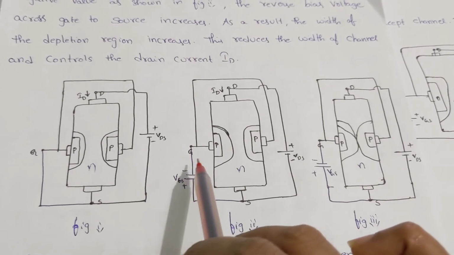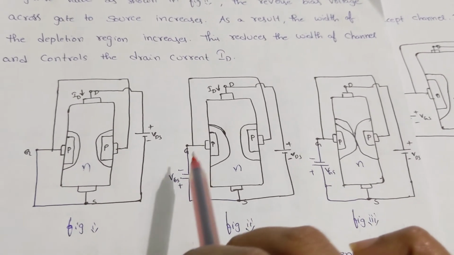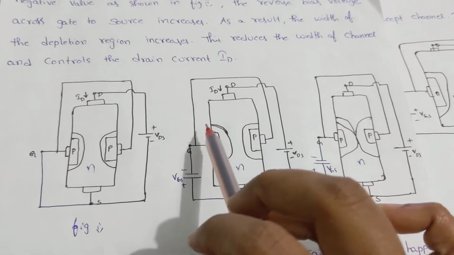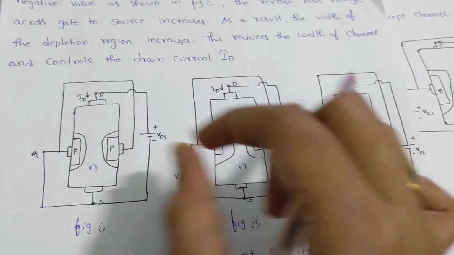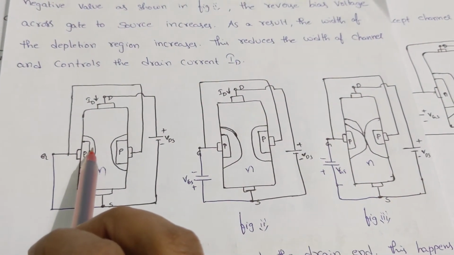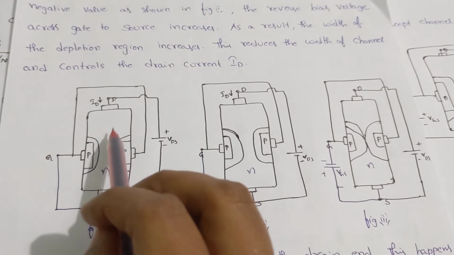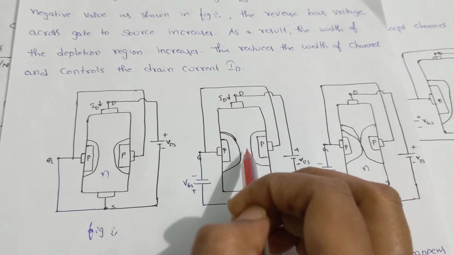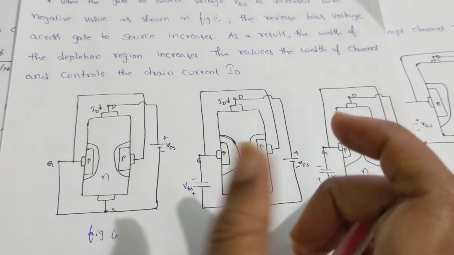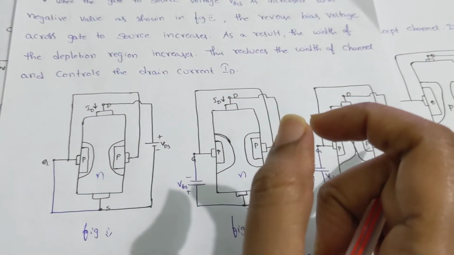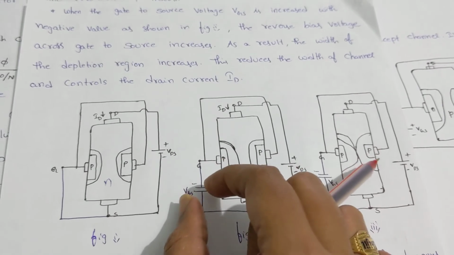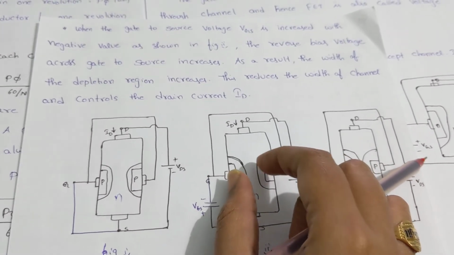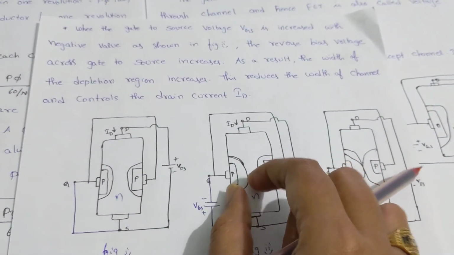When you apply the reverse bias condition, as we see in the PN junction diode, in the reverse bias condition the depletion region width will increase. As this depletion region width increases, automatically the path for your current flow decreases. When this channel width decreases, the current is decreased. As this reverse voltage increases, the depletion region increases, the width of the channel decreases, and the current also decreases.